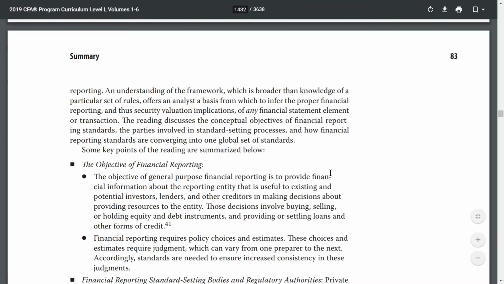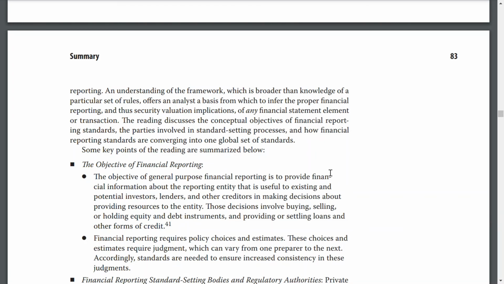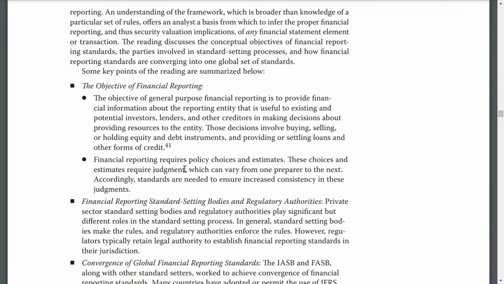The reading discusses the conceptual objectives of financial reporting standards, the parties involved in standard setting processes, and how financial reporting standards are converging into one global set of standards. Some key points in the reading are summarized below. The objective of financial reporting: the objective of general purpose financial reporting is to provide financial information about the reporting entity that is useful to existing and potential investors, lenders, and creditors in making decisions about providing resources to the entity.